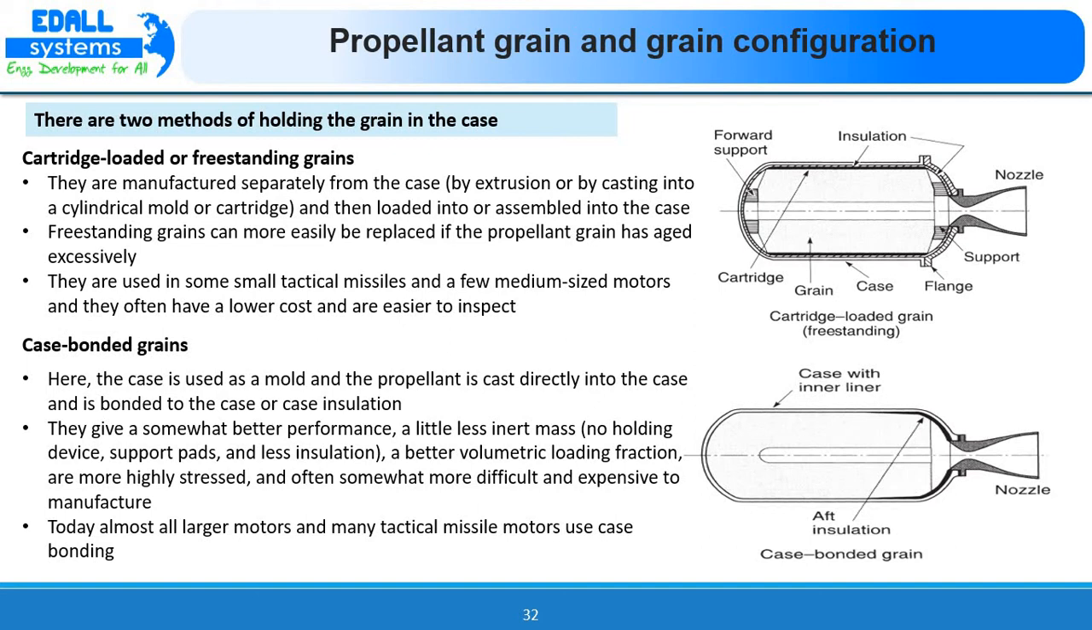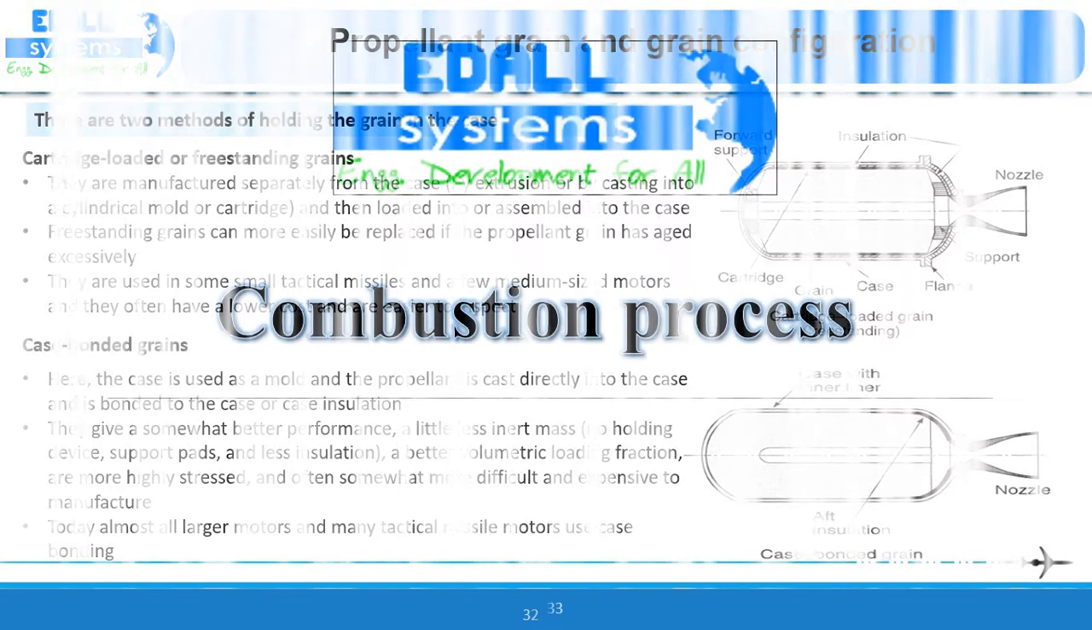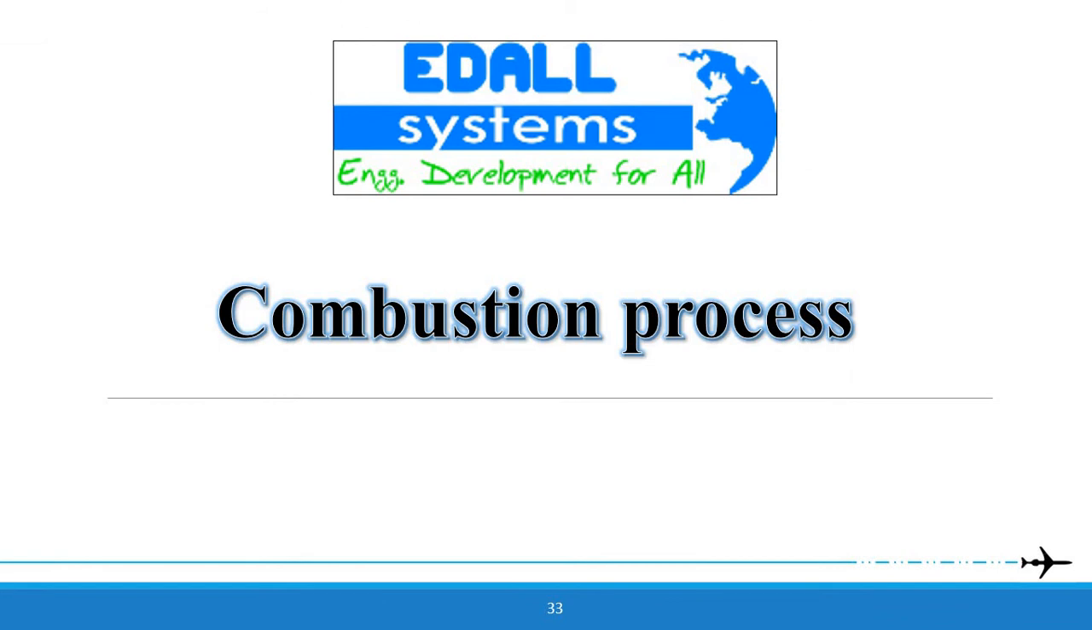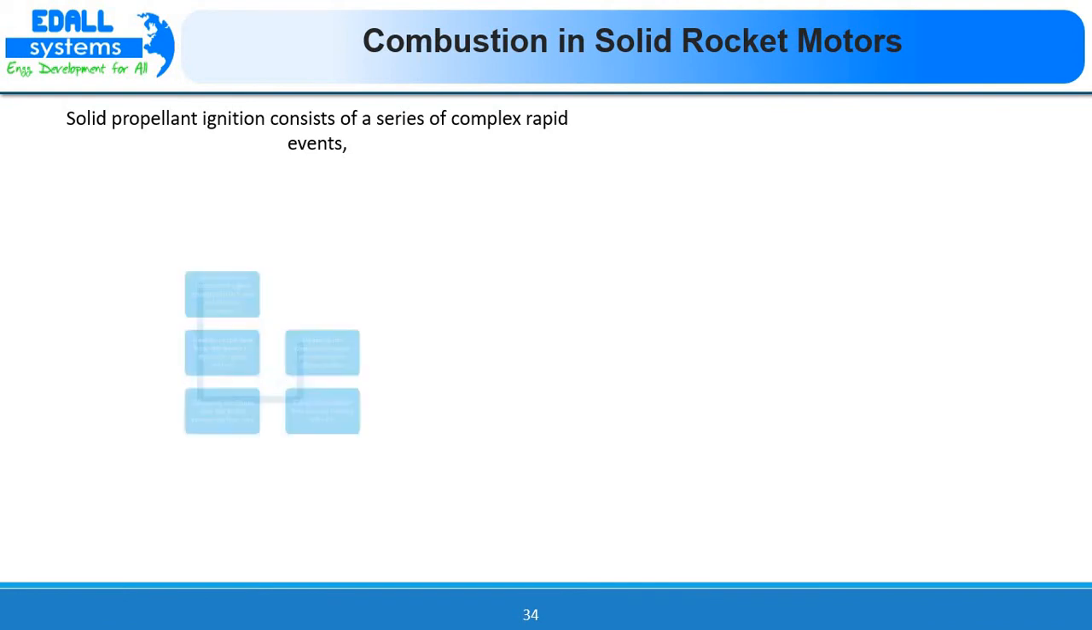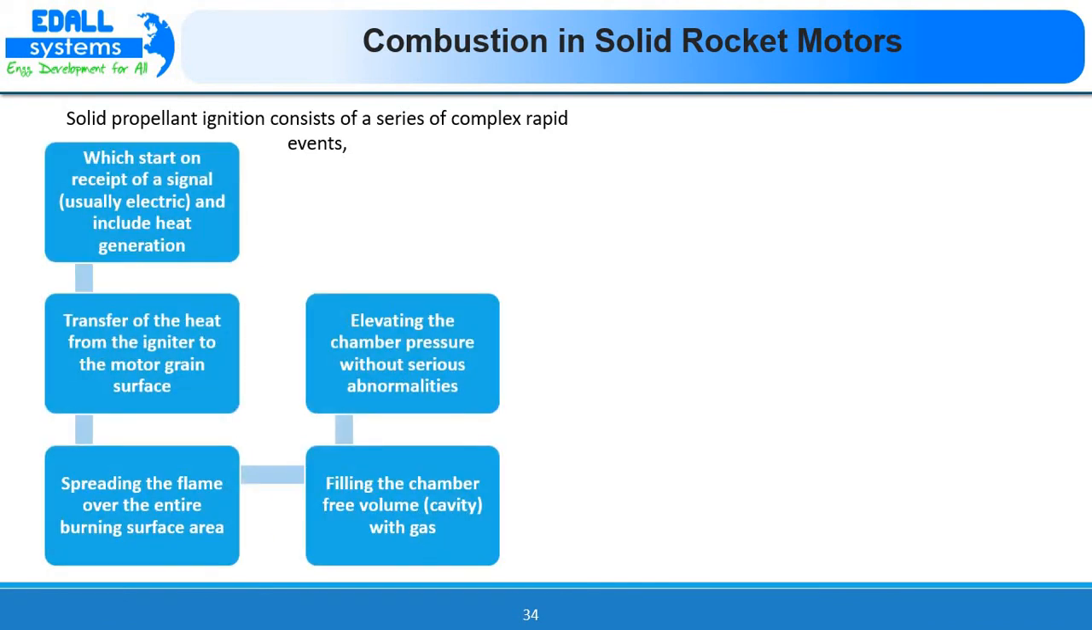So this covers everything about the solid propellants and propellant grain and its configurations. Now we will move on to the combustion process involved in solid rocket motors. The solid propellant ignition consists of a series of complex, rapid events, which start on receipt of a signal that is usually electric and include heat generation, that is the igniter part, then transfer of heat from the igniter to the motor grain surface, spreading the flame over the entire burning surface, filling the chamber free volume cavity with gas, then elevating the chamber pressure without serious abnormalities.